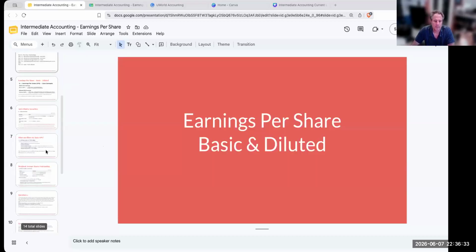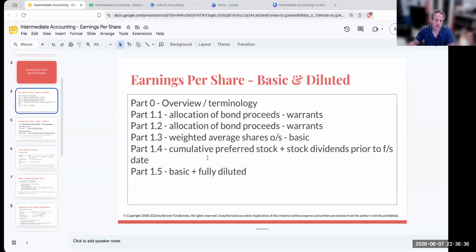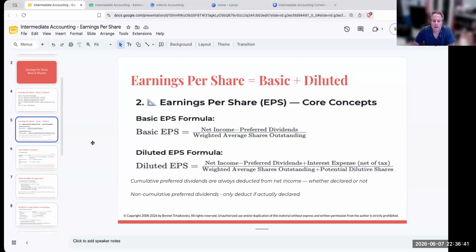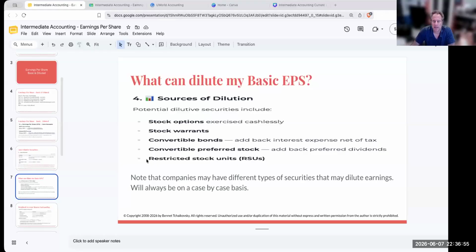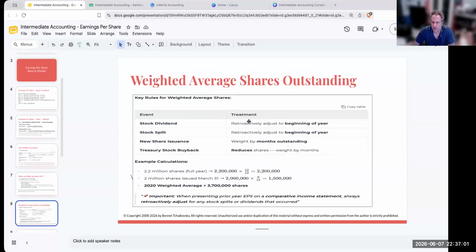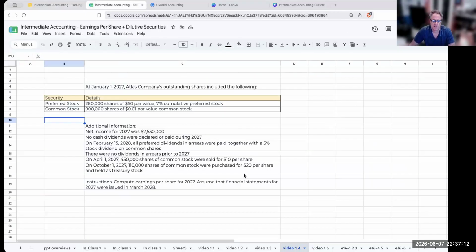So we're now going to look at the effect of preferred stock, and a few things to remind ourselves when we're doing this. We do subtract preferred dividends. What's critical is if they're cumulative, meaning they're obligated to pay them, we deduct them even if they weren't actually declared or paid. The other thing to remember is that with a stock dividend, we're going to retroactively adjust the beginning of the year, as long as the financial statements have not yet been issued.